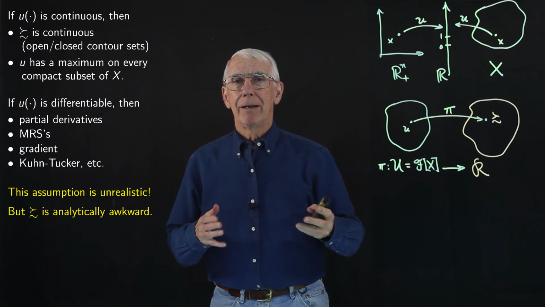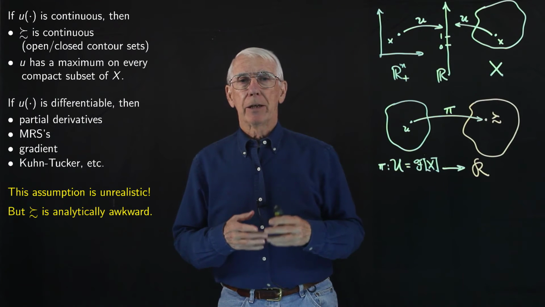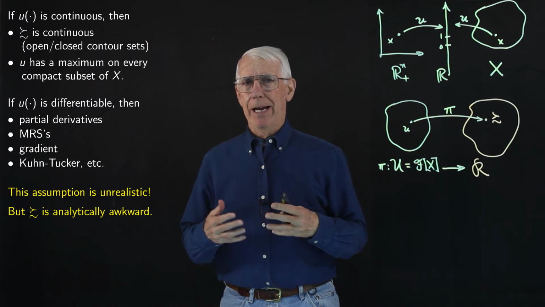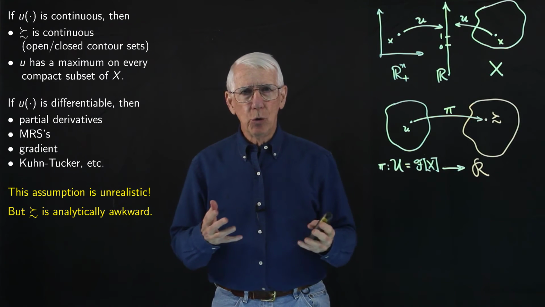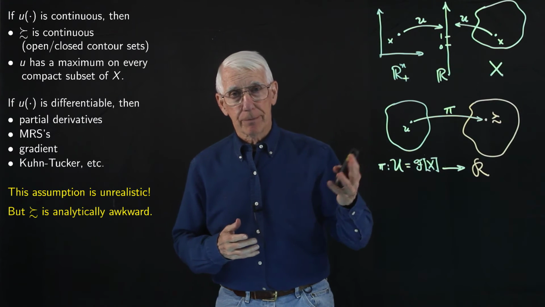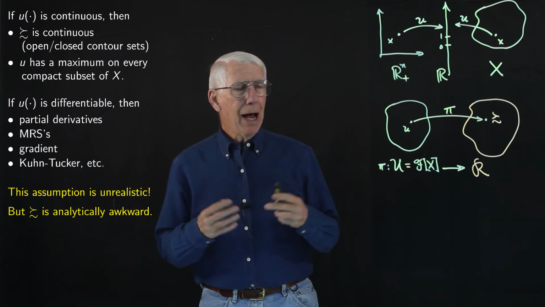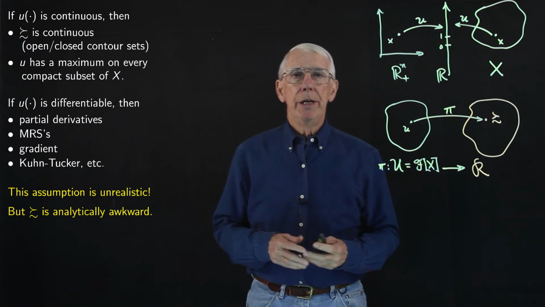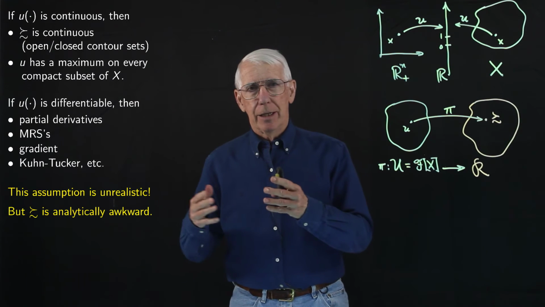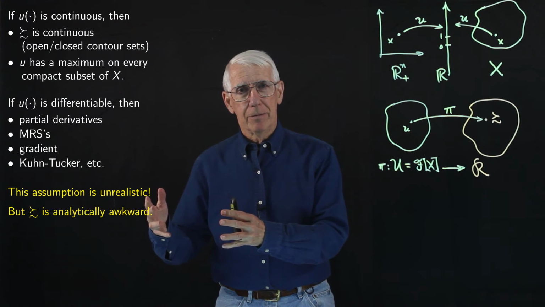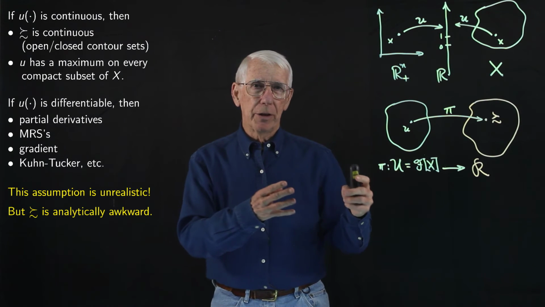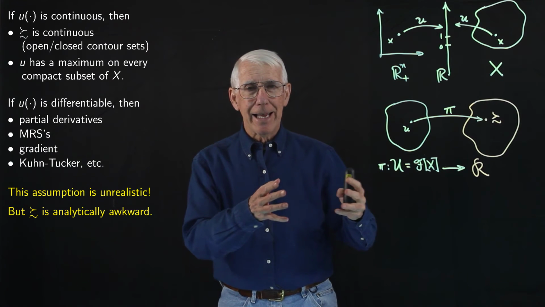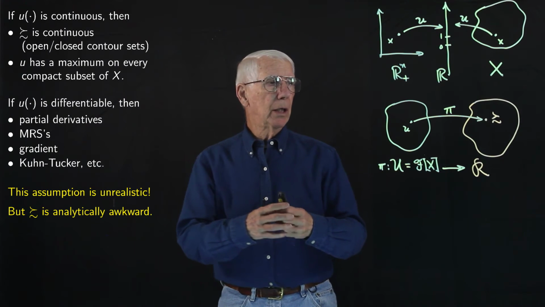pre-orders are not analytically very tractable. They're kind of awkward, clumsy to work with. They just don't provide us with the kind of analytical power, or the kind of tools that we get from functions. So now we have a little bit of a quandary, a little bit of a dilemma here. We could build our theory on the utility function assumption, but that's unrealistic. We could build the theory on the pre-order, preference ordering assumption, but that's not analytically very useful. So what to do?